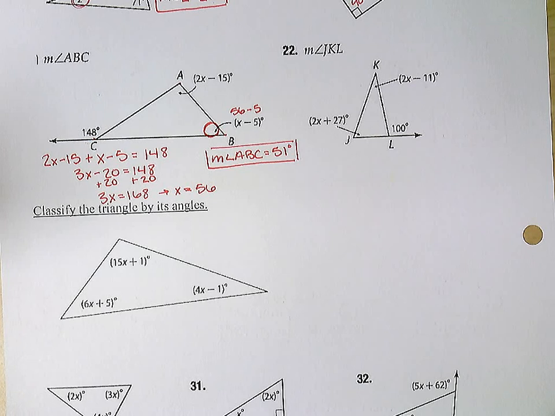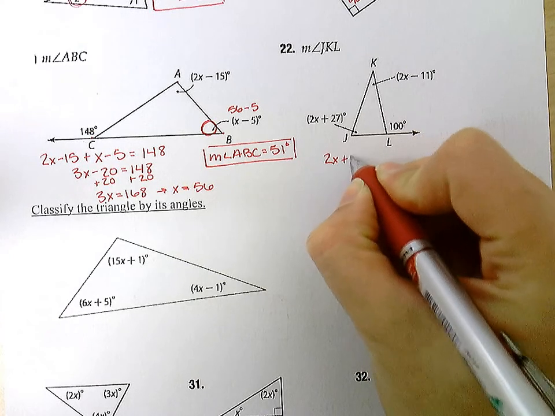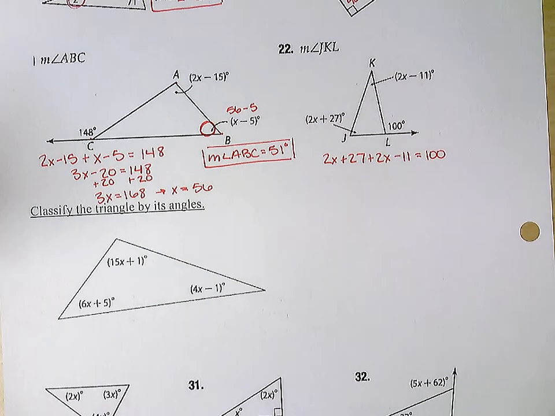So if you're still working, that's fine. Keep going. Don't rush. Raise your hand. Don't shout it out. How would you set up an equation to solve for x in this one? Raise your hand. Anybody? Emily. 2x plus 27 plus 2x minus 11. Yes. Good. So adding together your two remote interiors to equal your exterior.